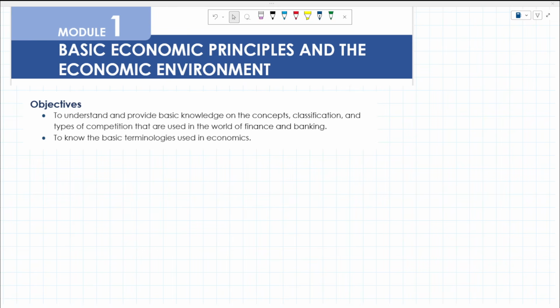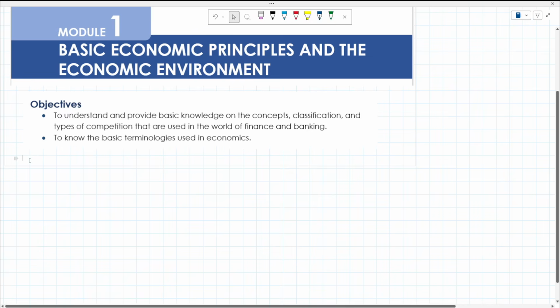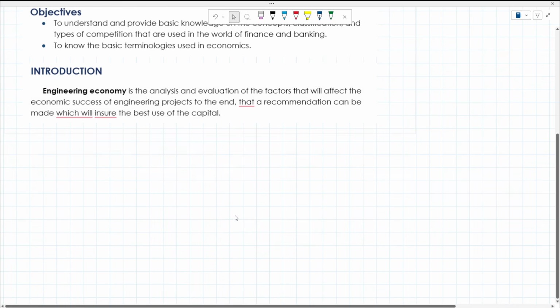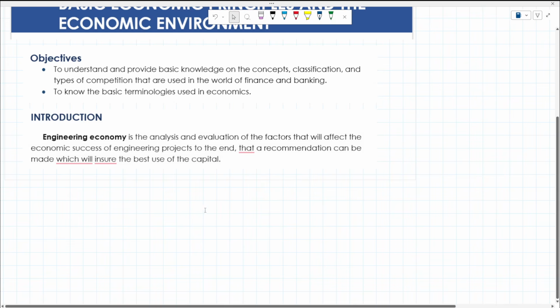Let us start by defining engineering economy. Engineering economy is the analysis and evaluation of the factors that will affect the economic success of engineering projects to the end that a recommendation can be made which will ensure the best use of the capital. Take note that the word used in here is ensure.